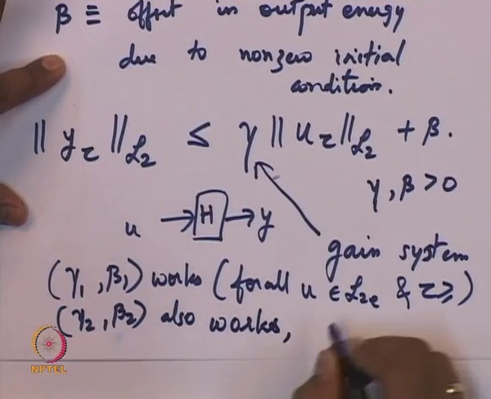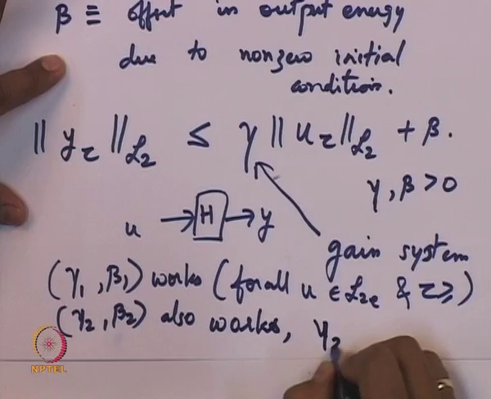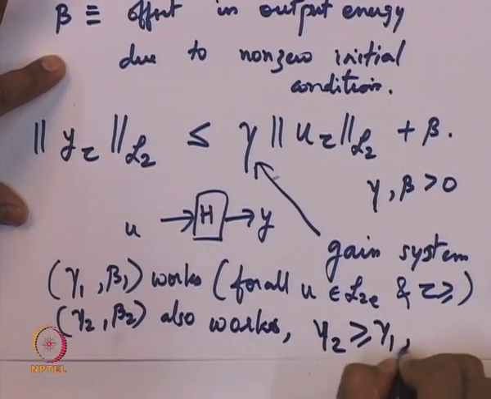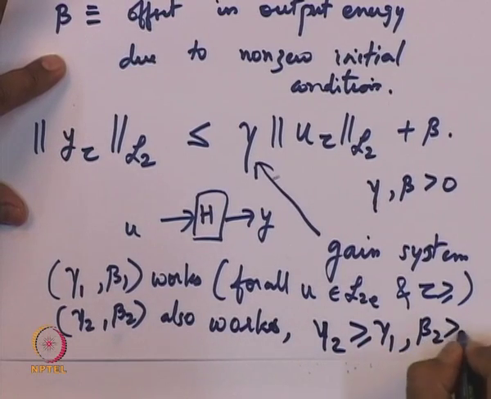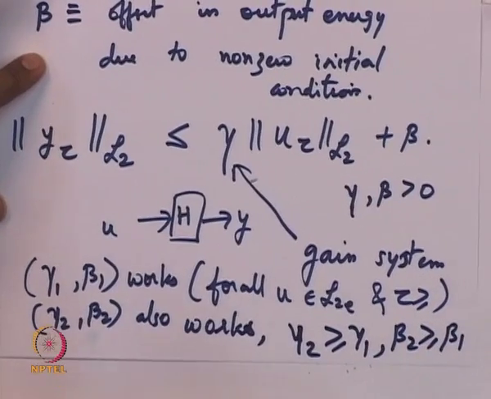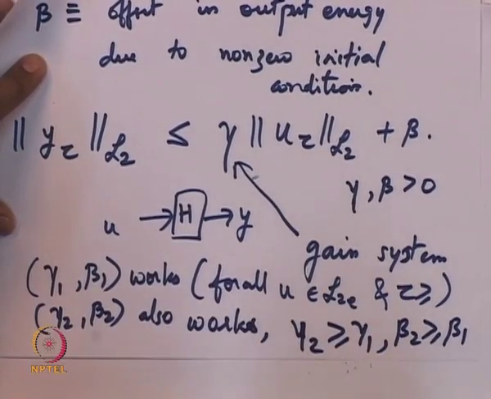This also works, as long as you take gamma 2 greater than or equal to gamma 1, and beta 2 greater than or equal to beta 1. This pair will also work. Yeah, so clearly this is not unique.